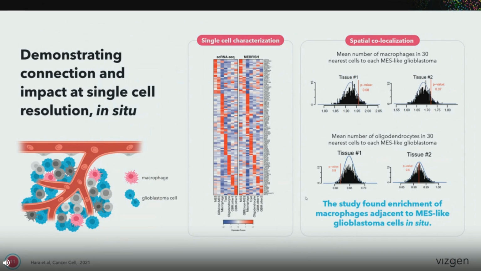This enables the researchers to study the interaction of macrophages with subtypes of cancer cells. Specifically, they measured the mean number of macrophages among the 30 nearest cells to the MES-like glioblastoma cells. And they found enrichment of macrophages adjacent to this subtype of glioblastoma cells in situ. You can imagine that such findings demonstrate the power of in situ single-cell transcriptomic profiling to uncover and characterize cell-cell interaction, because without this, such a finding would almost be impossible based purely on single-cell RNA-seq analysis.